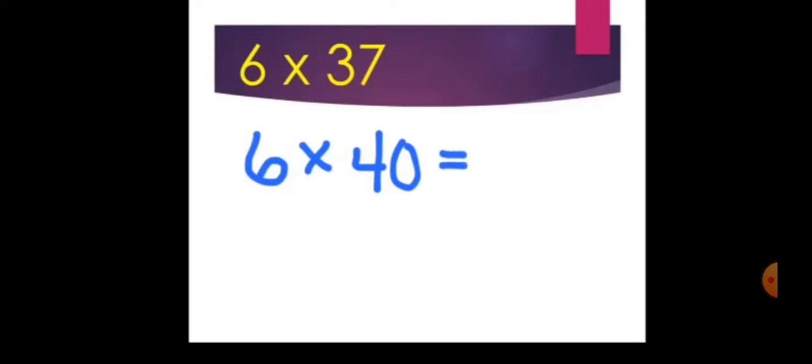So if you remember the lesson earlier, in order to multiply this mentally, we just need to multiply the digits that are not 0. And 6 times 4 is? 24. Very good. And then I need to tack on that 0 from the 40. So I'm going to put that 0 there. Now that 240 is not the answer to 6 times 37. It's our estimate of 6 times 37.